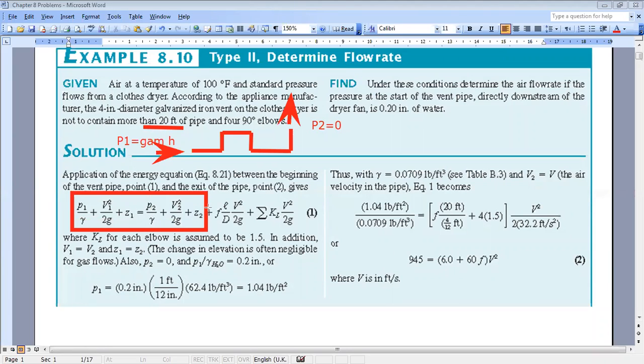But here, losses are not negligible, so we should account for losses, okay? The losses are accounted through these two terms. So in any system, you have two types of losses. We say major and minor, okay? This term here is the major losses.